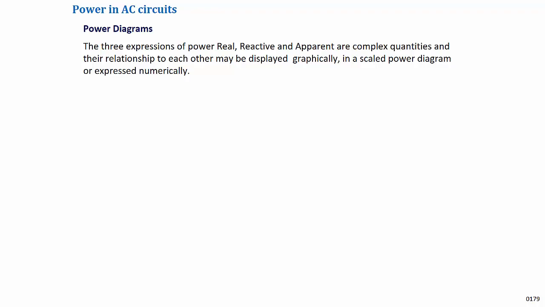The three expressions of power, real, reactive, and apparent, are complex quantities, and their relationship to each other may be displayed graphically in a scaled power diagram or expressed numerically. In a power diagram, the real power, P or P plus j0, may be represented by a scaled line drawn on the horizontal.